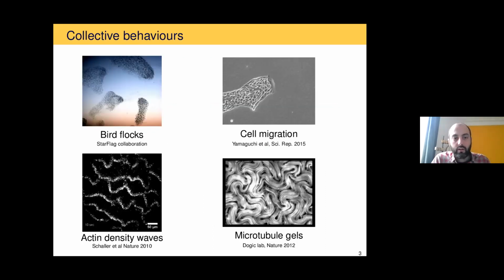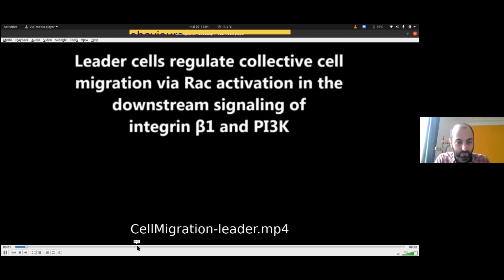So these are some of the most typical collective behaviors that you find in active matter. So of course, bird flocks. We have all seen bird flocks, but it has been studied in detail by physicists, like tracking every bird in the flock. Here you have cell migration. I have the movie, so let me put it on.